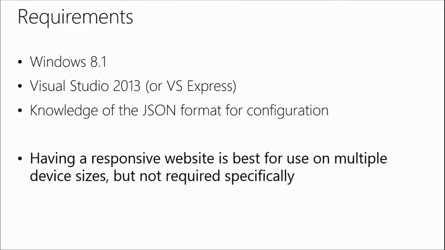Let's jump into it. Downloading and installing. First step. Where to go? You need Windows 8.1. Right. That's a requirement that is pretty fine today, I would say. Visual Studio 2013, because the templates will run on VS 2013. VS Express is good enough. So Express, it's free. It's the free version. You need to understand what JSON format is, right?